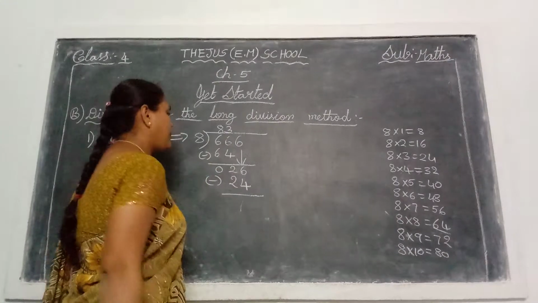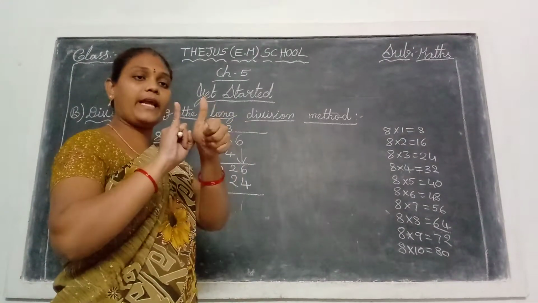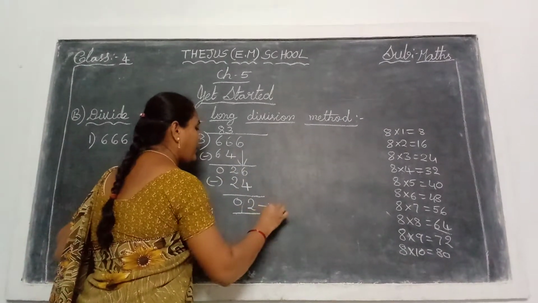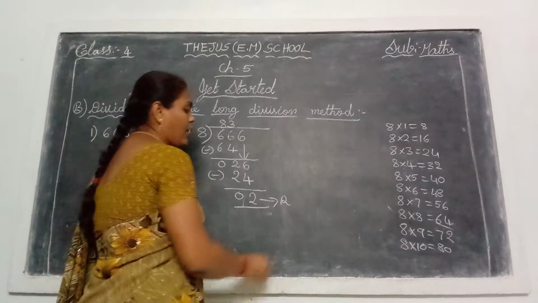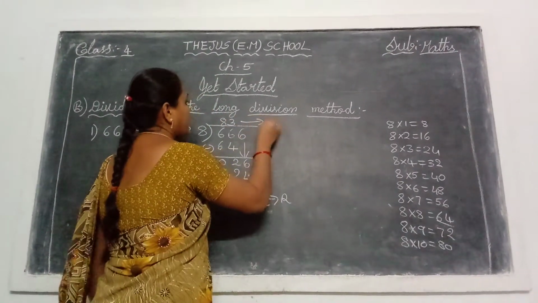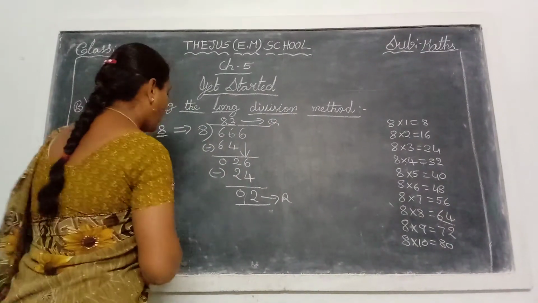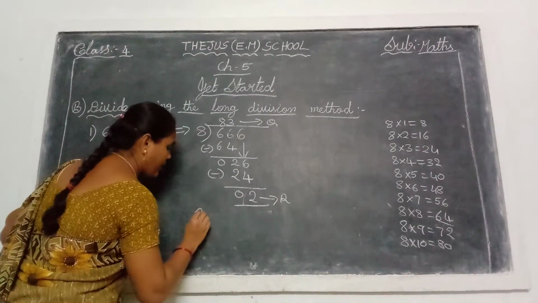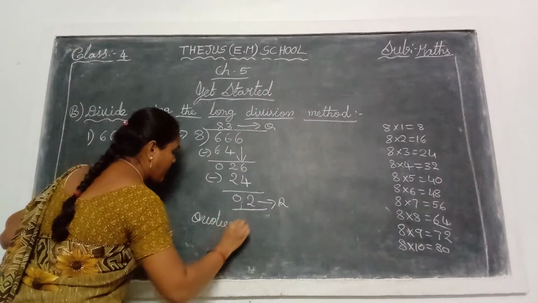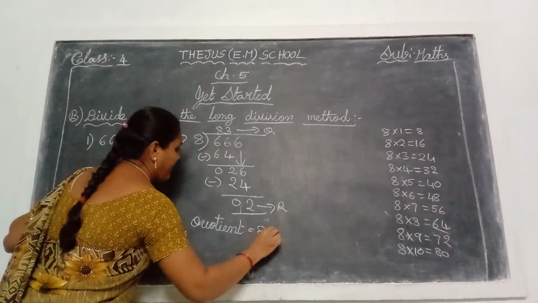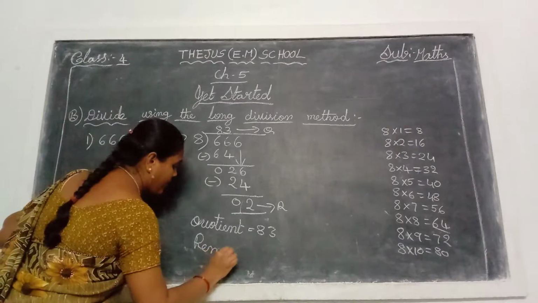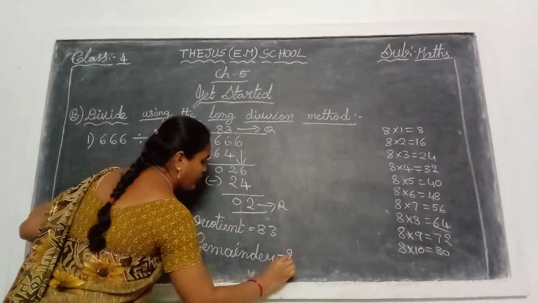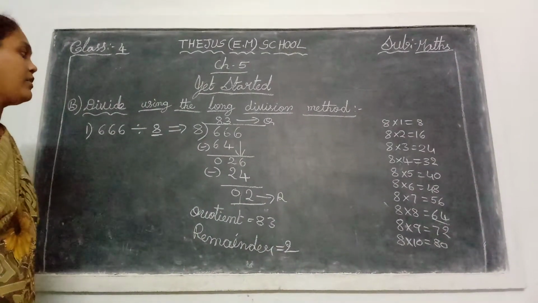Do the subtraction. Take 6 fingers, close 4 fingers. Again you write 2. So 2 minus 2, 0. So here 2 is the remainder. Okay children, already explained that this is the remainder. This is the quotient. Okay, so right here, quotient 83 and remainder 2. Okay, note this sum in your notebooks, children.